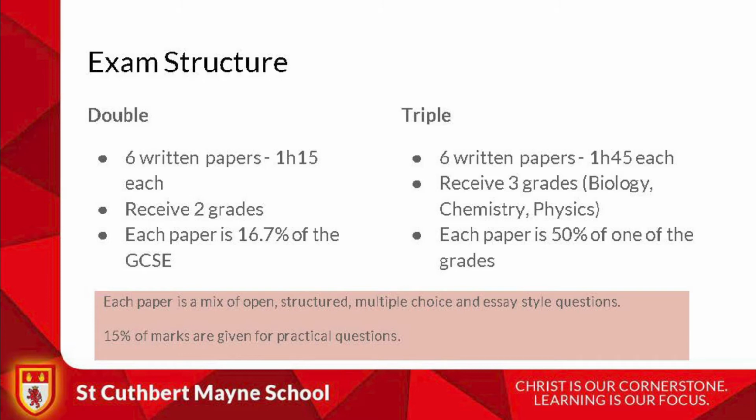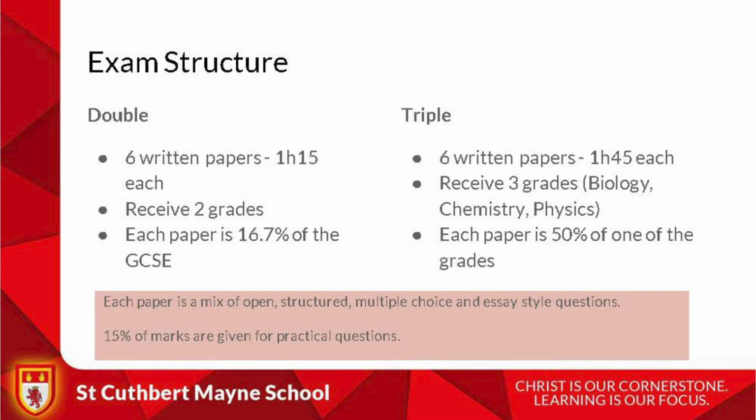If a student takes triple science, they will also take 6 written papers. However, they are 1 hour and 45 minutes each to allow for the extra content that these students have learnt. At the end of this, they will receive 3 grades. They will receive 1 for biology, 1 for chemistry, and 1 for physics.